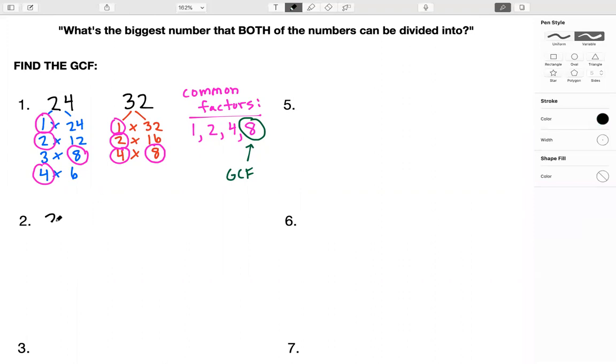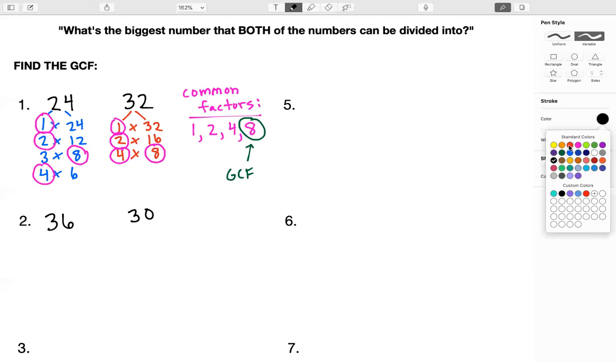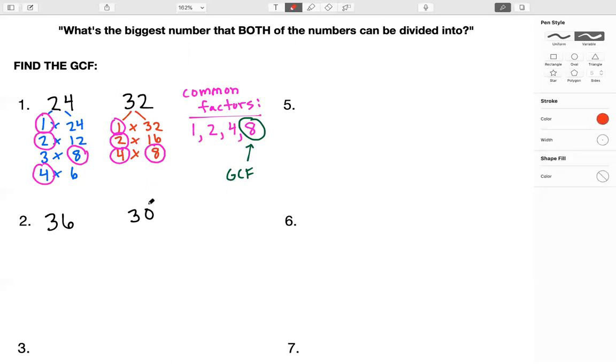36 and 30. I'd encourage you to try this on your own before I do it. Okay. Again, take the smaller of the two numbers and then ask yourself, what are all the numbers I can multiply together to get 30? 1 times 30, 2 times 15. What else? 3 times 10. 5 times 6. Anything else? Nope. What about 36?